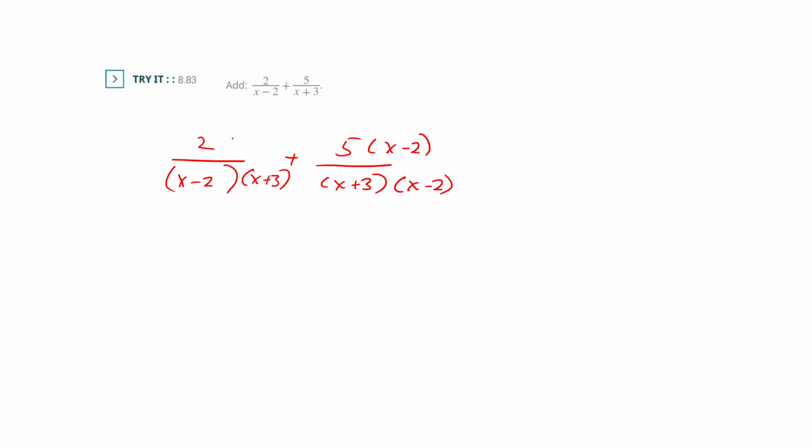Okay, so this side needs an x minus 2. I give it to the bottom, I've got to give it to the top. This side needs an x plus 3. Give it to the bottom, I got to give it to the top. Now factor that out. I've got 2x, or multiply it I should say.